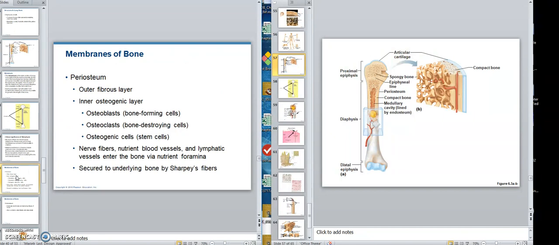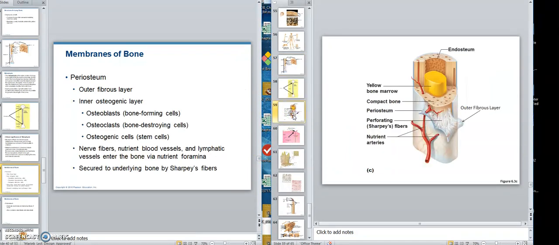Membranes of the bone: the periosteum. Now, the periosteum actually has 2 layers to it. It has an outer fibrous layer, and the outer fibrous layer is a dense, irregular collagen connective tissue, with fibers going in all directions. Then it has an intercellular layer: an outer fibrous layer and an intercellular layer.